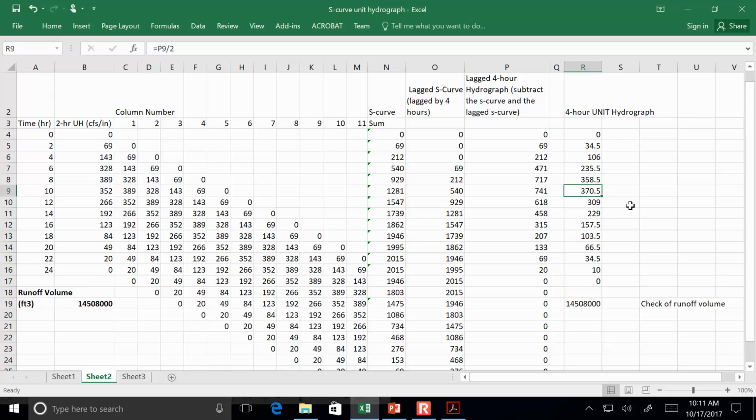So that's the S-hydrograph method, and I think that's one of the final components of the homework assignment that you've got due on Tuesday. It's just repeating that same process. I'll give you a moment to finalize your own spreadsheet.